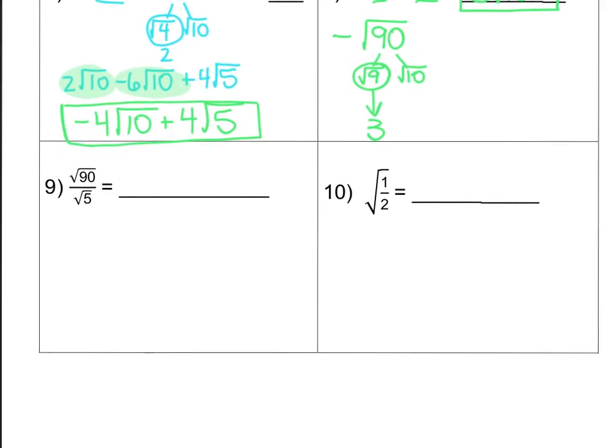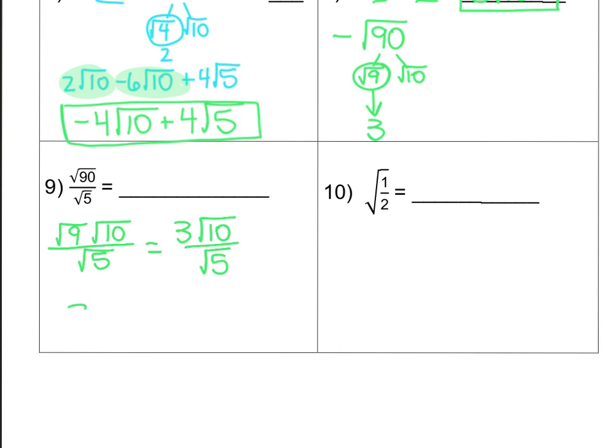All right, so for number 9, there's a couple things you could do. You could break down the square root of 90 first if you wanted to. Or you could put everything underneath the radical and divide and then break that down. I'm going to go ahead and break down the square root of 90. So the square root of 90, we just did this one in the last problem, is the square root of 9 times the square root of 10. Well, we know that the square root of 9 is a perfect square of 3. So that leaves us with the square root of 10 divided by the square root of 5.